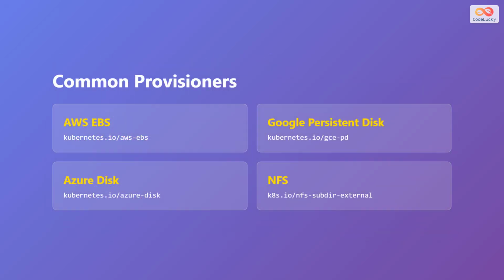Different cloud providers and storage systems offer different provisioners. For Amazon Web Services Elastic Block Store, you use kubernetes.io/aws-ebs. For Google Cloud Platform Persistent Disk, the provisioner is kubernetes.io/gce-pd. Azure Disk uses kubernetes.io/azure-disk. And for network file system storage, you can use k8s.io/nfs-subdir-external. Each provisioner has its own set of parameters and capabilities that match the underlying storage system.